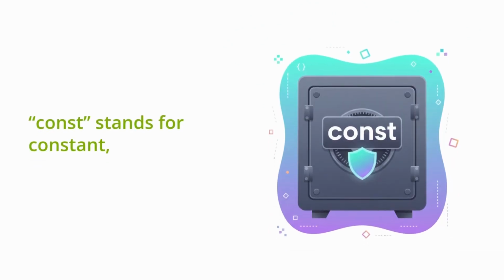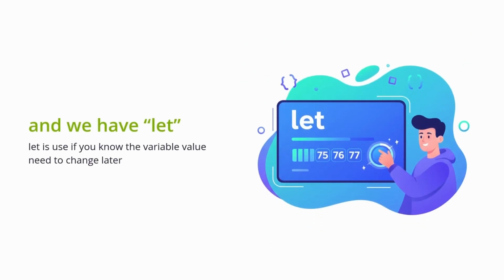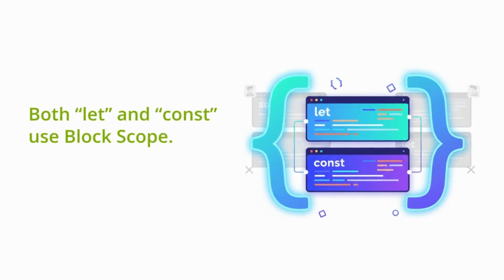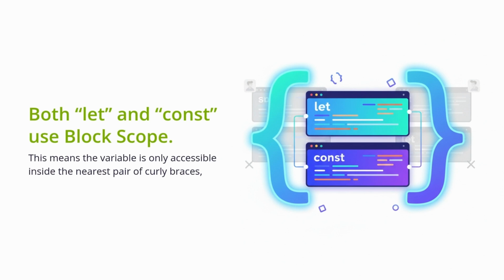Const stands for constant. It means the variable's reference cannot be reassigned, and we have let. Let is used if you know the variable's value needs to change later. Both let and const use block scope. This means the variable is only accessible inside the nearest pair of curly braces.